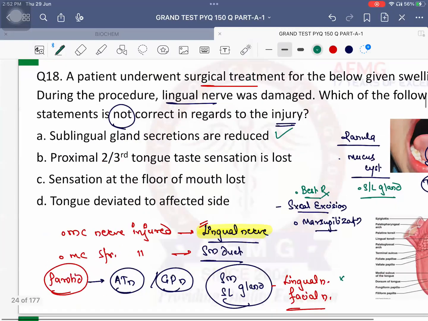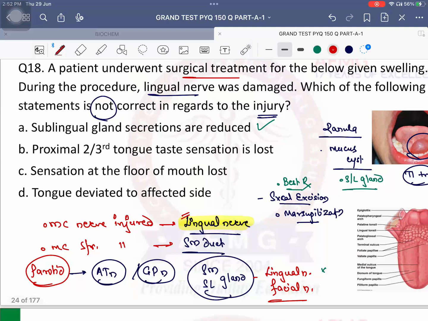That's a true statement. Option B says proximal 2/3 of the tongue taste sensation will be lost.